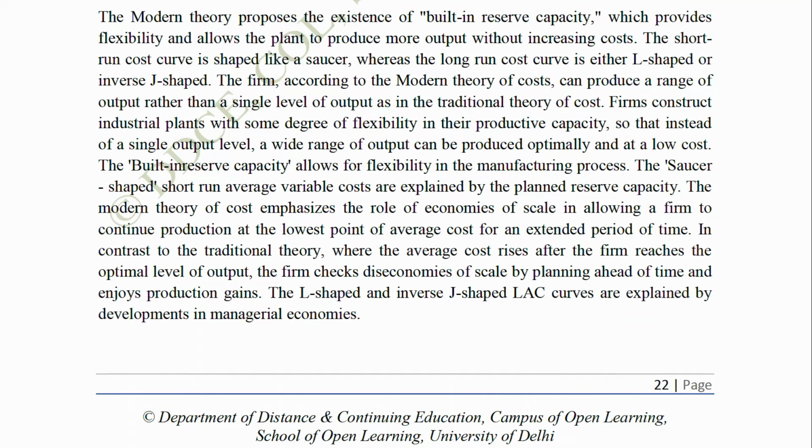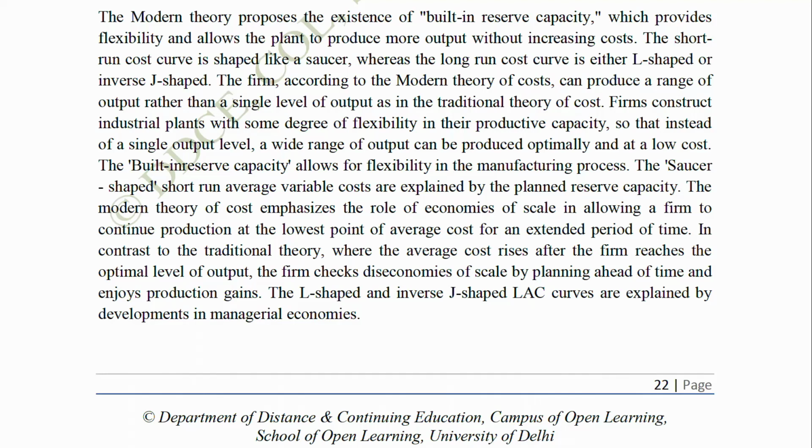The modern theory of cost emphasizes the role of economies of scale in allowing a firm to continue production at the lowest point of average cost for an extended period of time. It contrasts with the traditional theory, where the average cost rises after the firm reaches the optimum level of output. The firm checks diseconomies of scale by planning ahead of time and enjoys production gains.